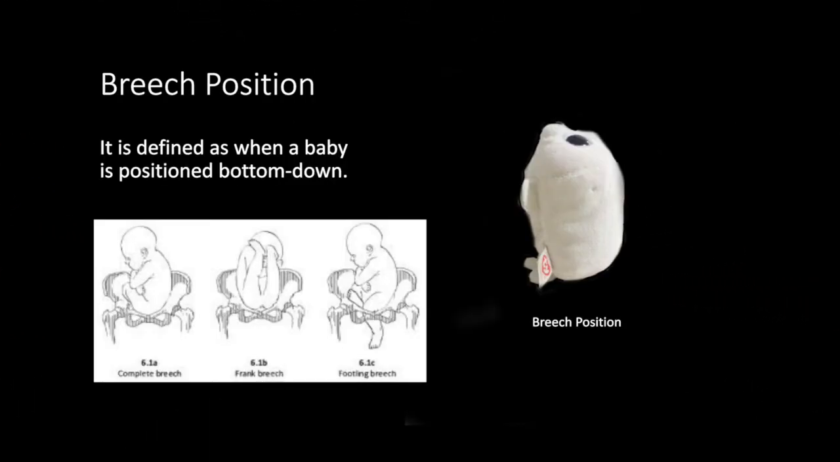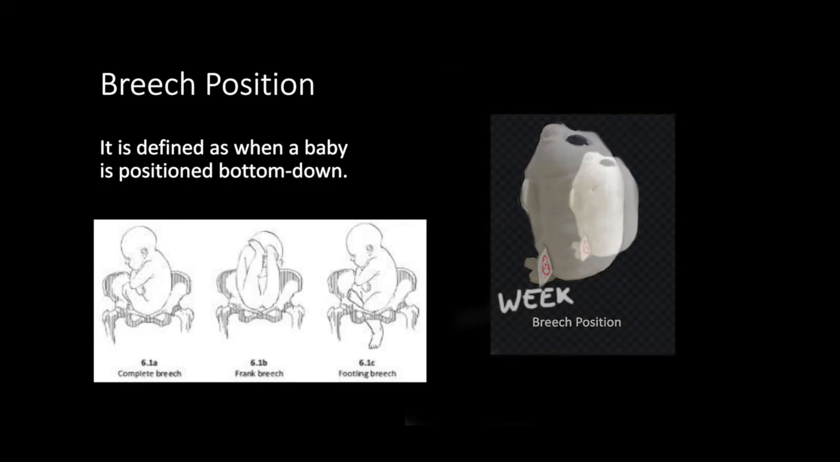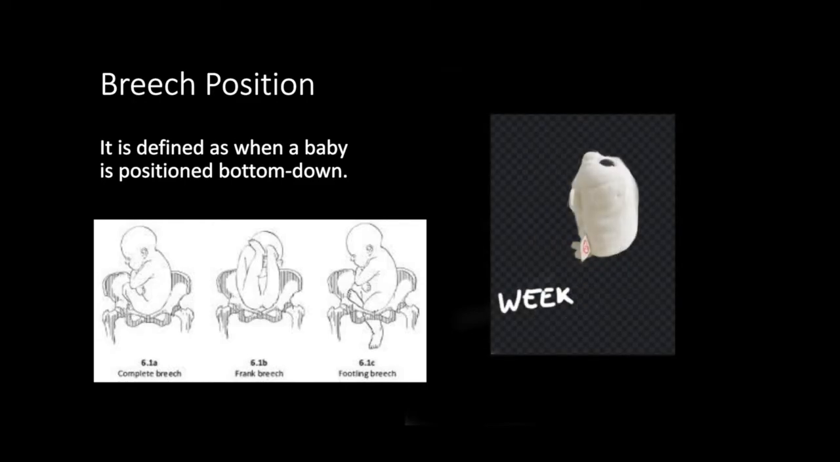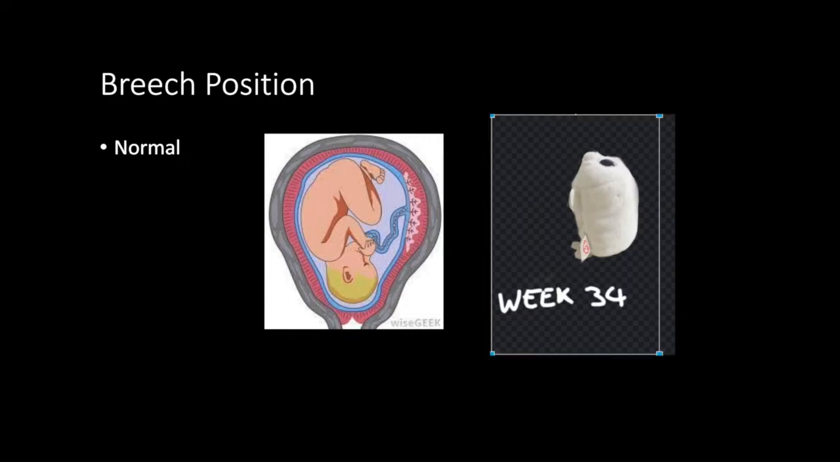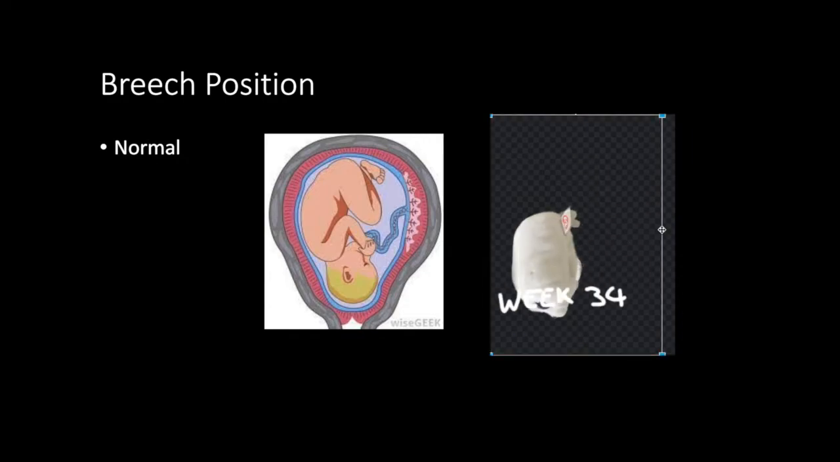Breech position is when the baby positions itself bottom facing the cervix. Usually, when the baby develops, it will be in this position, and during its third trimester of development, which is usually in weeks 32 to 38, it will turn to be in a cephalic position, which is when the head faces the cervix in preparation for birth.